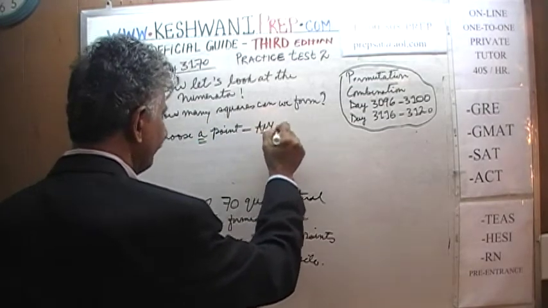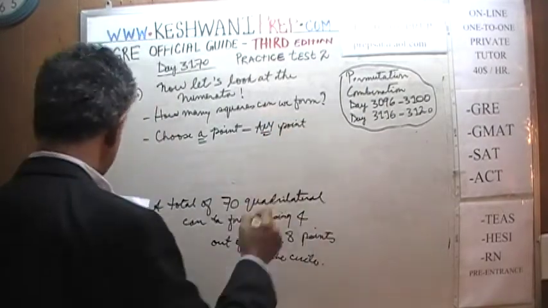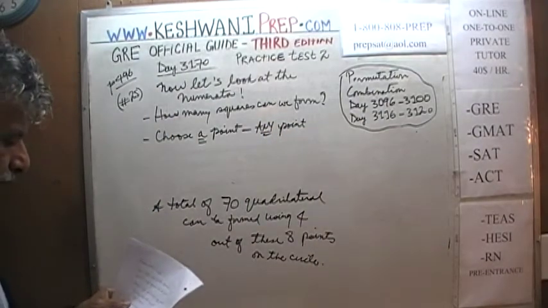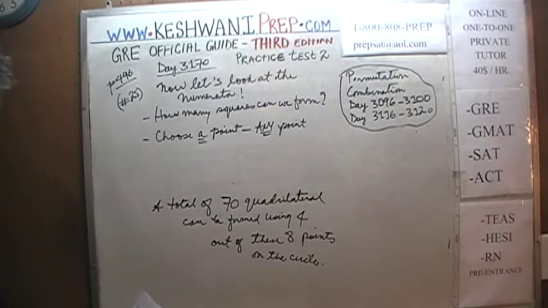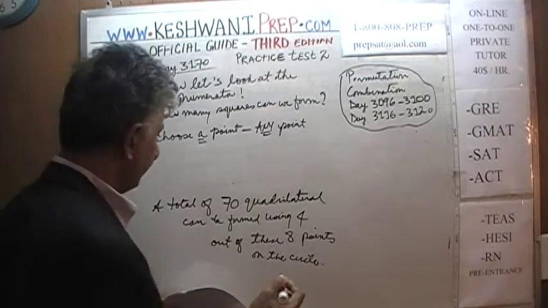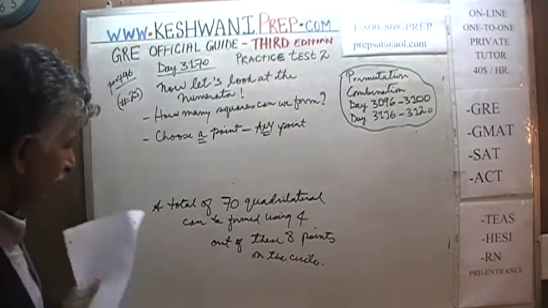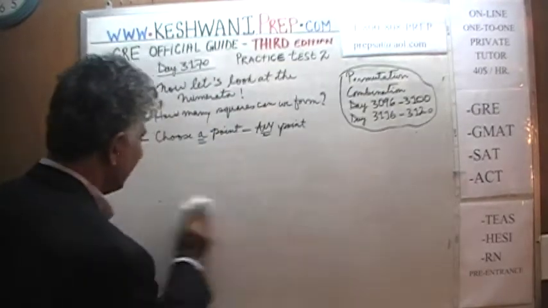Choose a point, any point. Any point out of these 8. Having chosen one point to form a square, let's see what happens. Let's erase this. We no longer need it. We already have it. There are 70 of them. Let's erase it. Get it out of there.